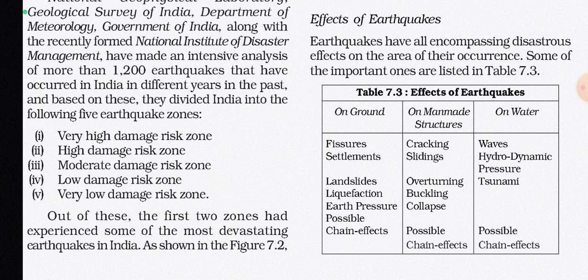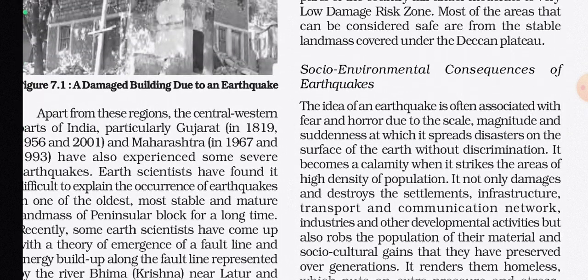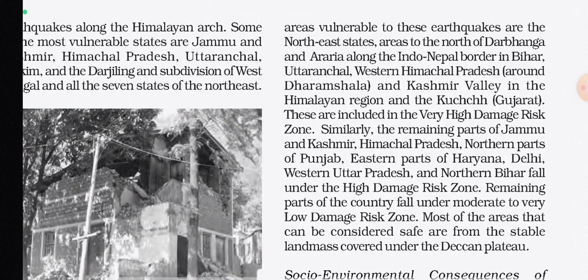Out of this, the first 2 zones have experienced some of the most devastating earthquakes in India as shown in figure 7.2. तो यहाँ पर जोन के साथ दिखाया गया है, आपको मैप दिखा। Areas vulnerable to these earthquakes are the North Eastern states, areas to north of Darbhanga and Araria along the Indo-Nepal border in Bihar, Uttaranchal, western Himachal Pradesh around Dharamshala and Kashmir Valley in the Himalayan region, and Kutch, Gujarat. These are included in the very high damage risk zone.